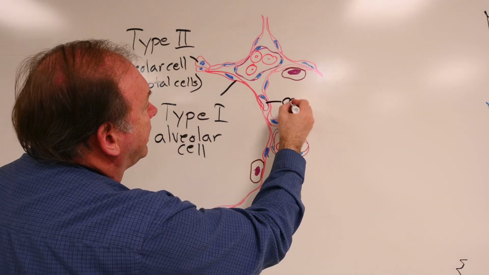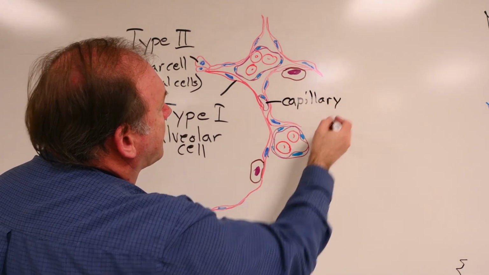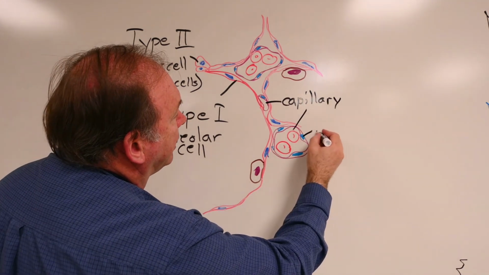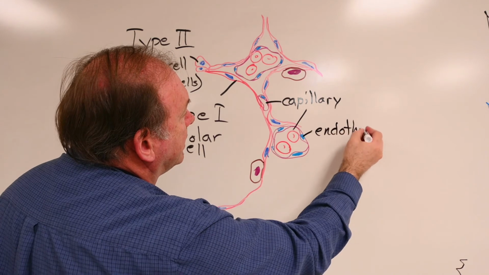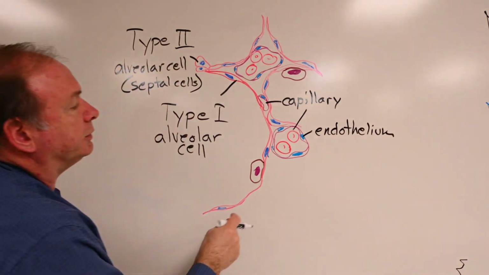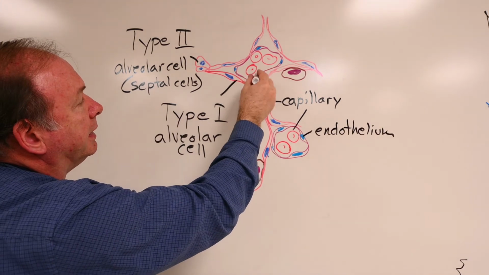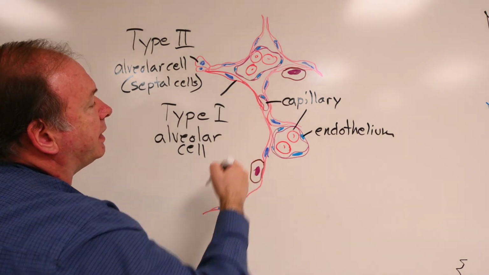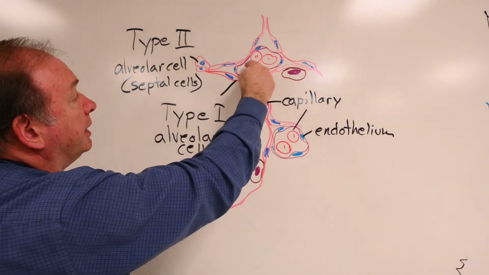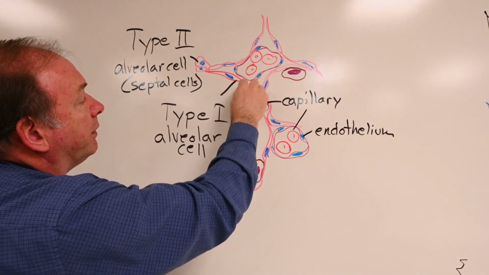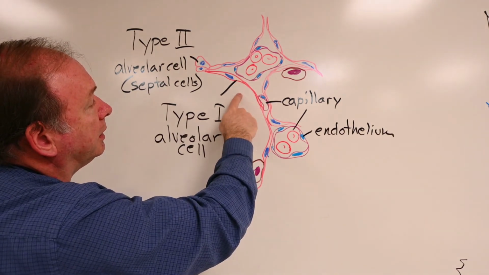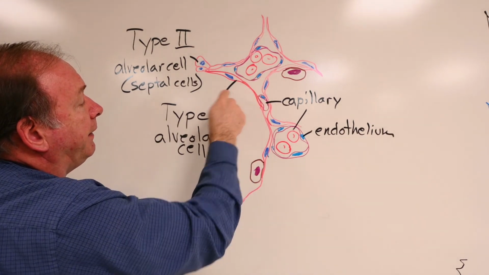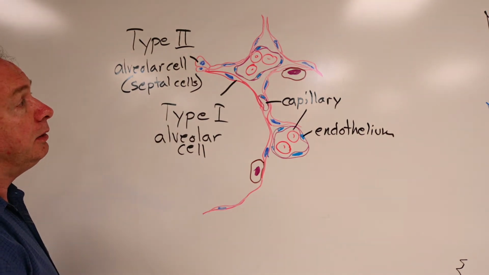This is a capillary right here. Here's another capillary with 2 blood vessels in it here. They have endothelium, so they're lined by endothelial cells, and inside of the capillaries you'll find your red blood cells. So the exchange of oxygen and carbon dioxide would be between the blood cells here and this air space here. So the only barrier between the two, the blood and the air, is the endothelial cell of the capillary and the type 1 alveolar cell of the lung.